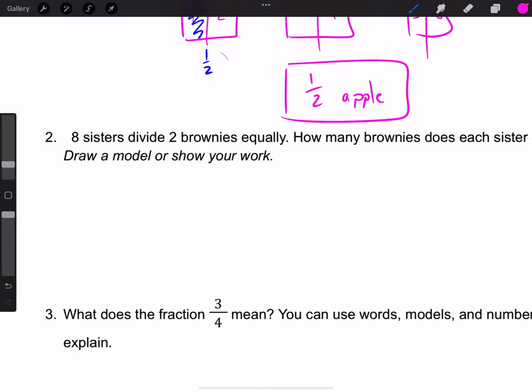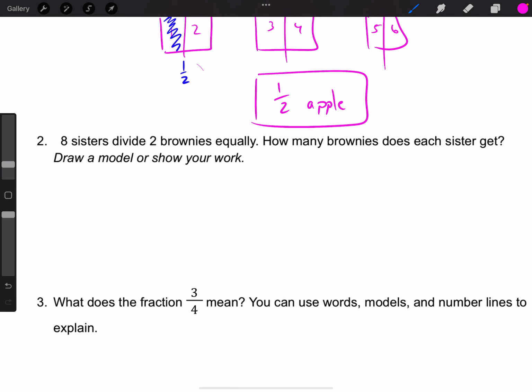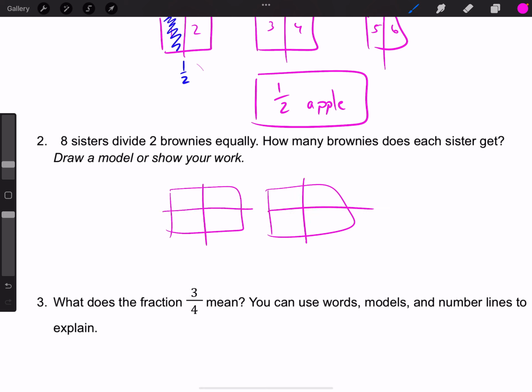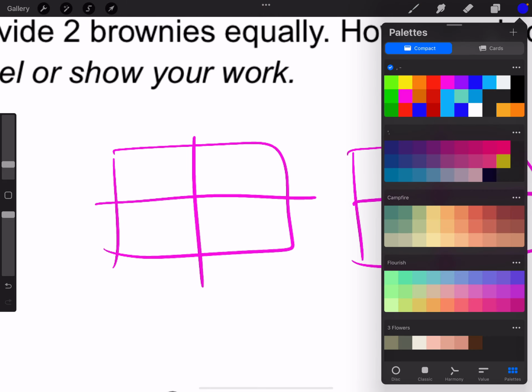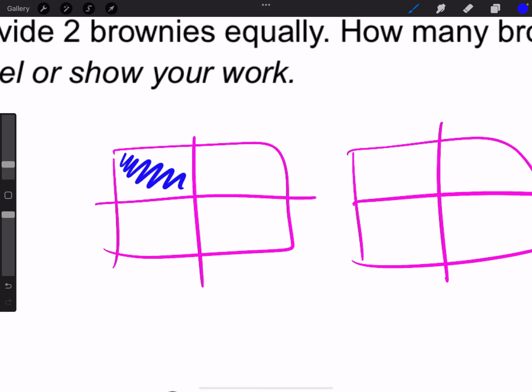Number 2, 8 sisters divide 2 brownies equally. How many brownies does each sister get? Hopefully they're big ones to avoid big fights. But if I have 2 brownies, and I need to make 8 pieces total, I could have 4 pieces in this one and 4 pieces in that one. And then each sister, similar to above, is just going to get 1 of those pieces because now I have 8 pieces.